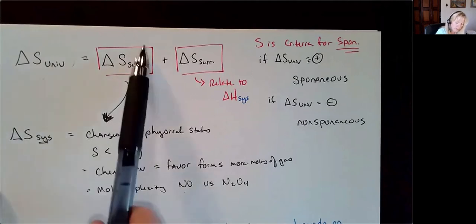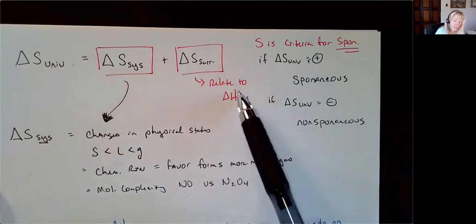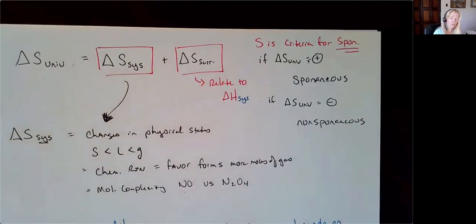I'm going to look at S of the system, and I'm also going to look at S of the surroundings by looking at H of the system. So those two components are going to allow me, I'm going to pull those together. That's going to allow me to determine overall whether something is spontaneous or not.